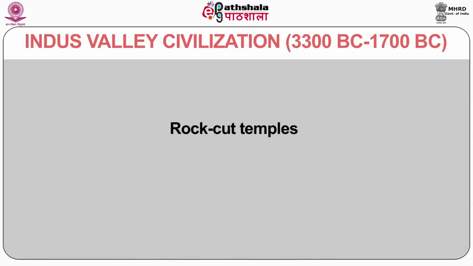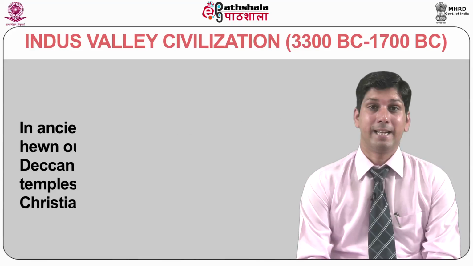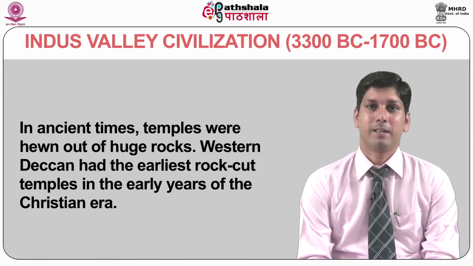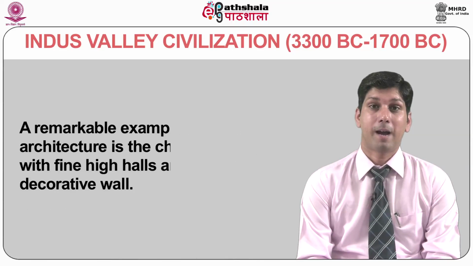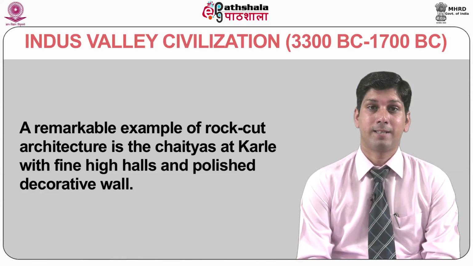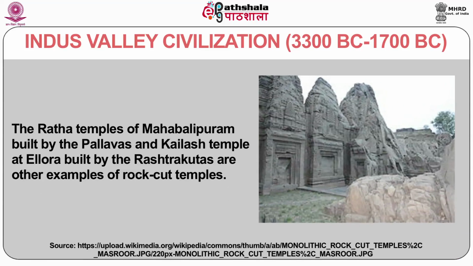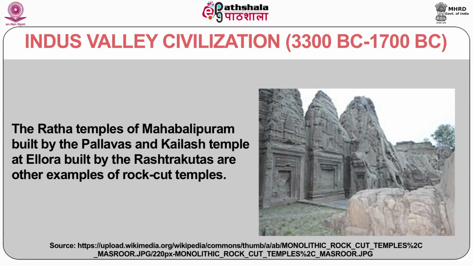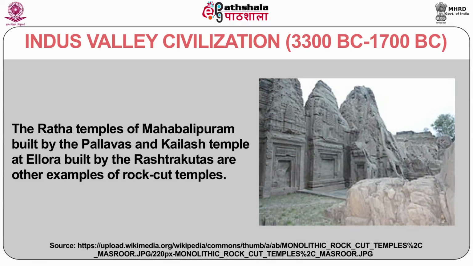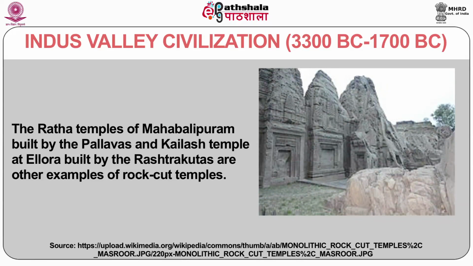The next category is the rock cut temples. In ancient times, temples were hewn out of huge rocks. Western Deccan had the earliest rock cut temples in the early years of the Christian era. A remarkable example of rock cut architecture is the chaityas at Karle with fine high halls and polished decorative walls. The Ratha temples of Mahabalipuram built by the Pallavas and Kailash temple at Ellora built by the Rashtrakutas are other examples of rock cut temples.